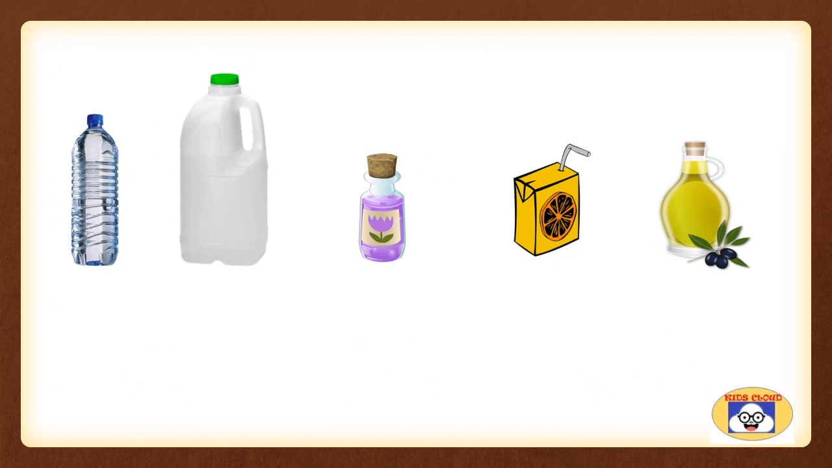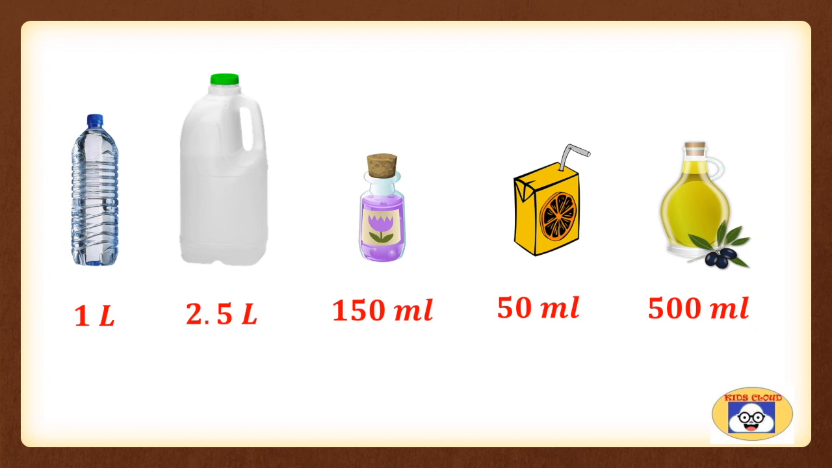Now let's see some more examples. The water bottle has a capacity of 1 liter. The maximum amount of milk this can hold is 2.5 liters. Similarly, a perfume bottle, juice carton, and oil bottle have different capacities, and these are mentioned below as 150 ml, 50 ml, and 500 ml respectively.